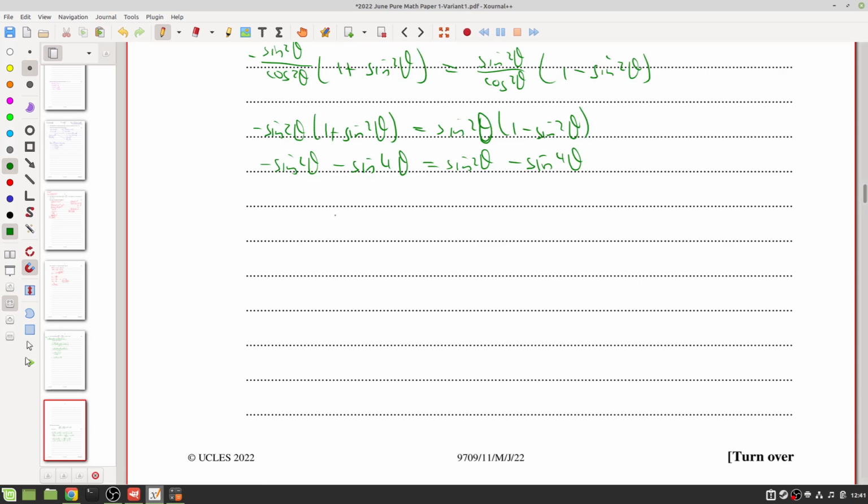Alright, so these will cancel out. The negative sine to the power 4, if we add that to both sides, that cancels out. So let's keep 0 on this side, and then sine squared plus sine squared is 2 sine squared theta divided by 2, so we get 0 equals sine squared theta, and then take the square root, so 0 equals sine theta.